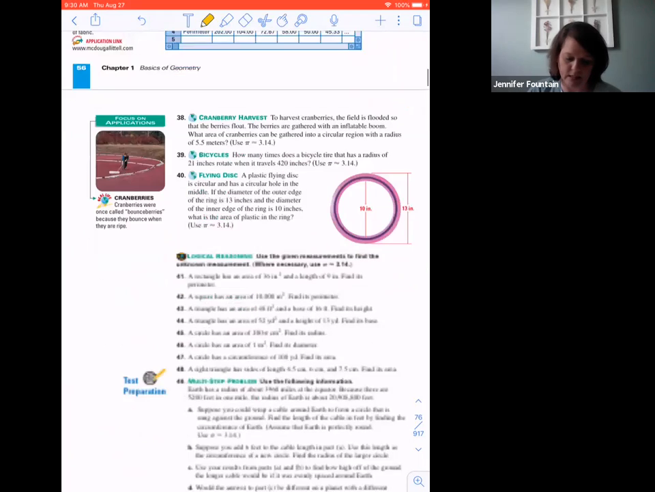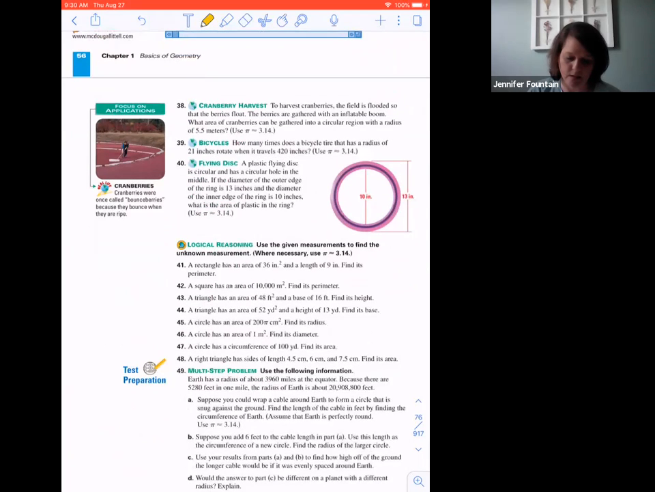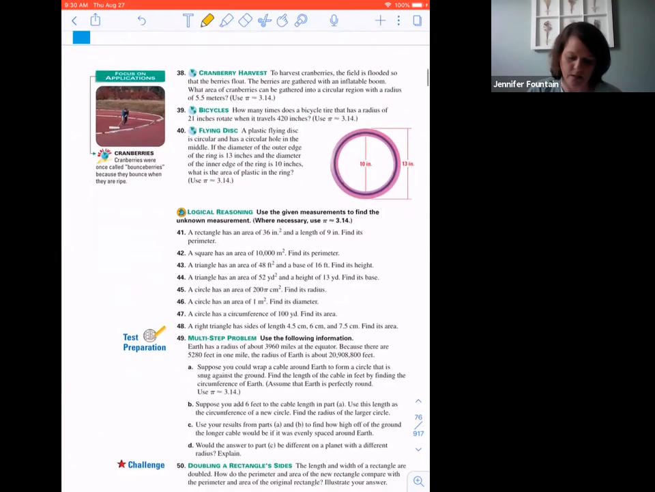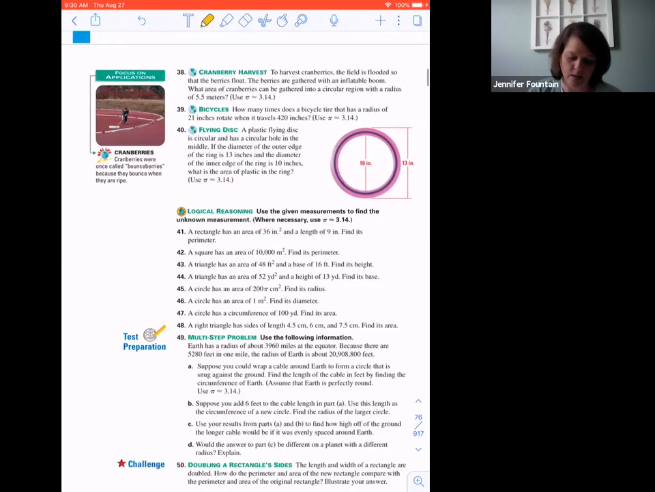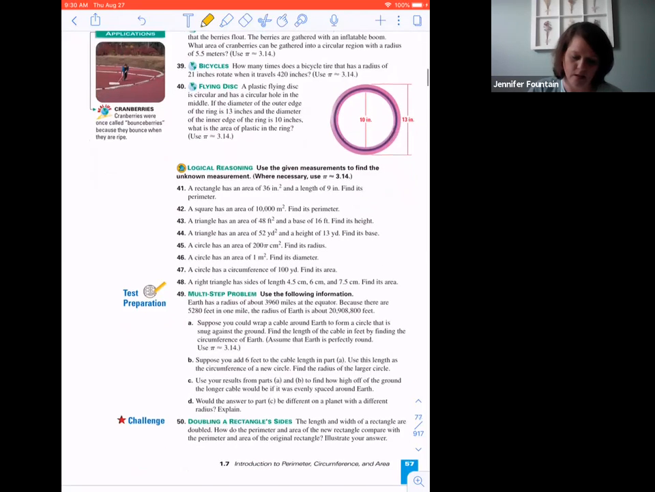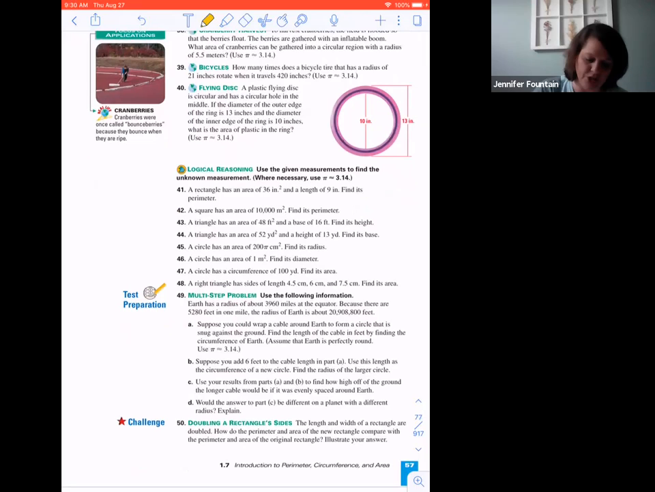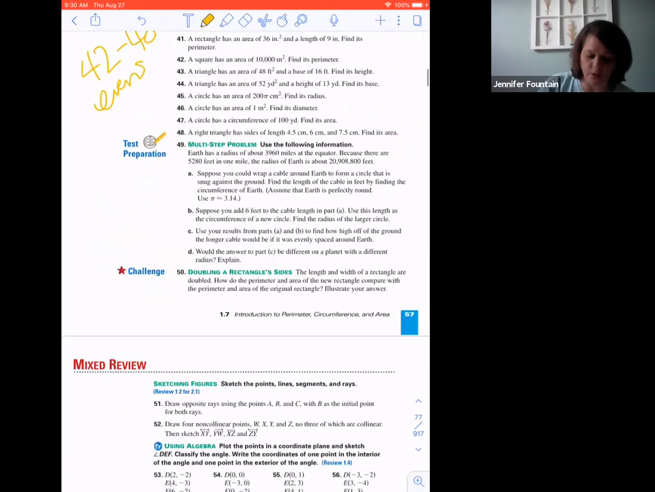All righty, let's see. And then let's go and do 42 through 48 evens. And that is on page 57. Righty. Now let's flip forward.